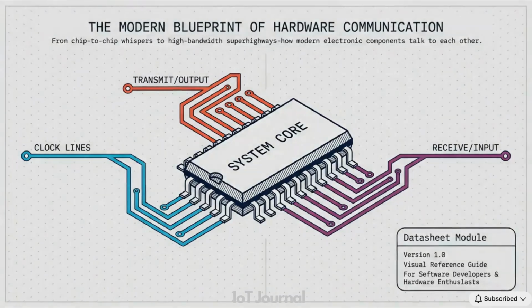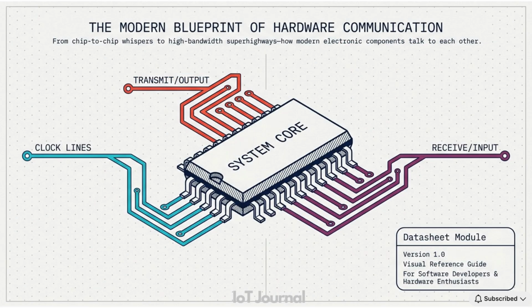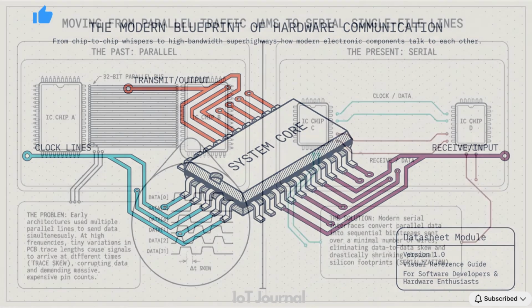Let's dive in. Think of any modern electronic system as a high-density city. The system core needs dedicated roadways to talk to peripherals, clock lines to keep the beat, transmit lines to speak, and receive lines to listen. But how do billions of components communicate smoothly without running into pure chaos?